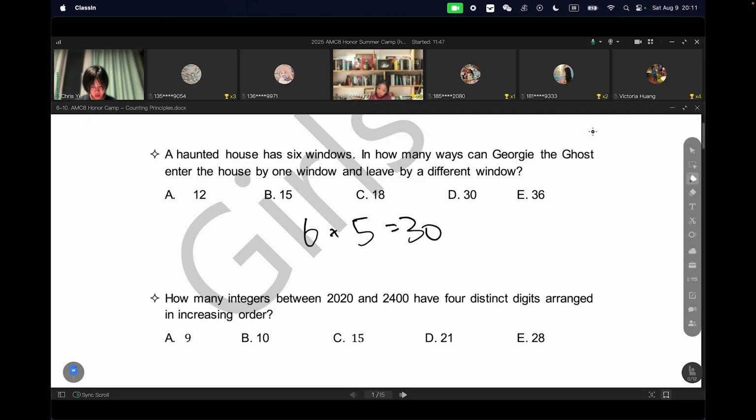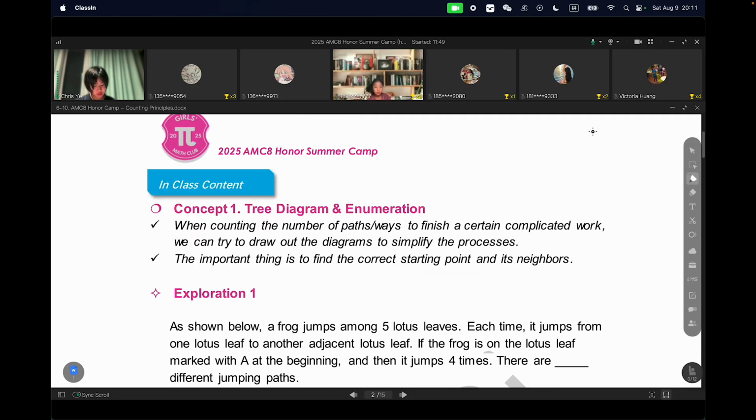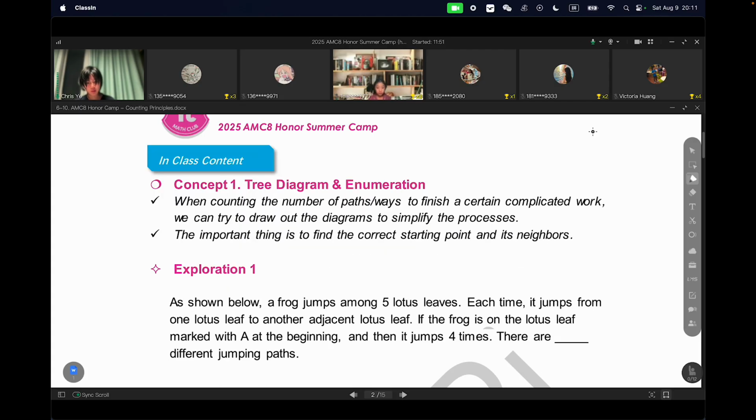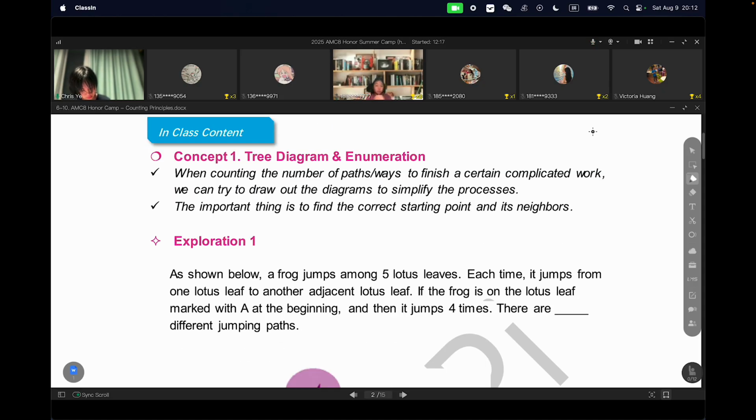So today we're going to be talking about counting principles, and we have 5 concepts that we're going to cover. The first one is more of a simple method called tree diagram or enumeration, which is called meiju in Chinese. So when counting the number of paths or ways to finish a work that the question asks us to, you can try to draw out the diagram to simplify the process. But this is only for easier problems, because for more complicated ones, it's going to take up too much time. So let's look at an example.